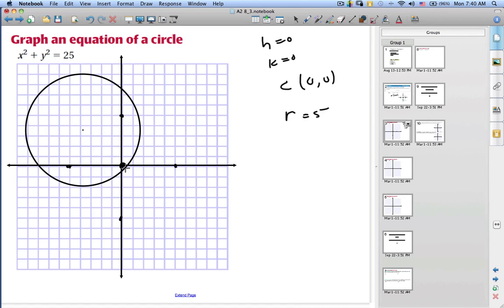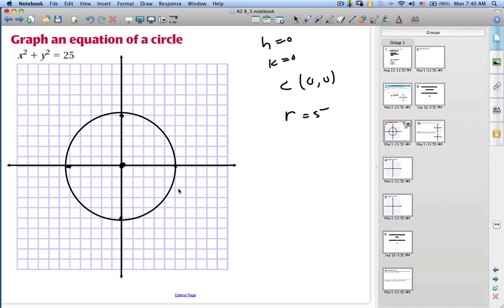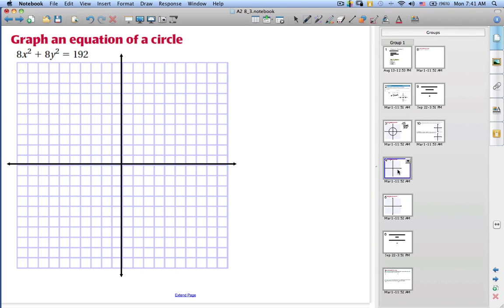Let's see if I can get my circle to be about the right size. Yeah, that wasn't a bad guess. There we go. So we want to identify h and k so that I can find my center, identify my radius, plot 4 points, and draw my circle. Okay, let's do that one more time.